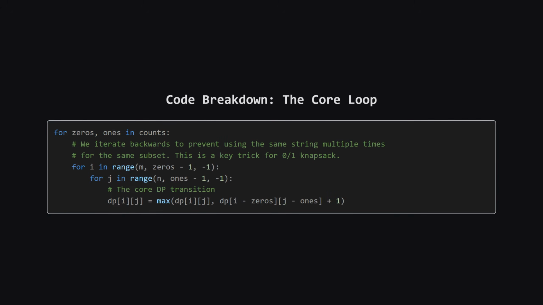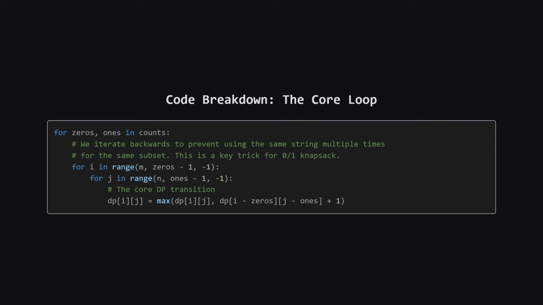This is the heart of the algorithm. We loop through each string's 0 and 1 counts. Now notice the inner loops for i and j, they count downwards. This is super important. It ensures that when we calculate the value for dp at i and j based on a previous cell, that previous cell's value comes from the state before we considered the current string. If we looped forwards, we might accidentally use the same string multiple times to form one subset.